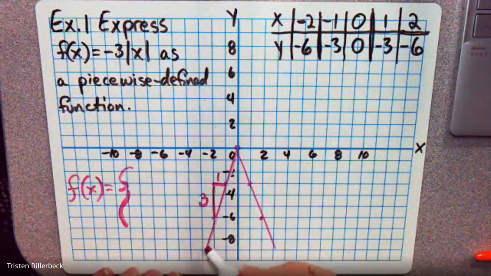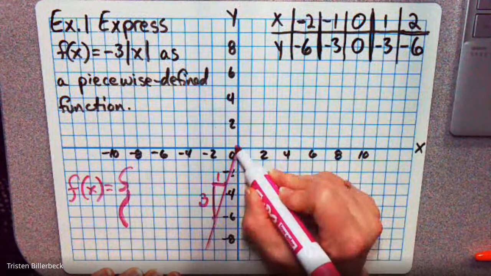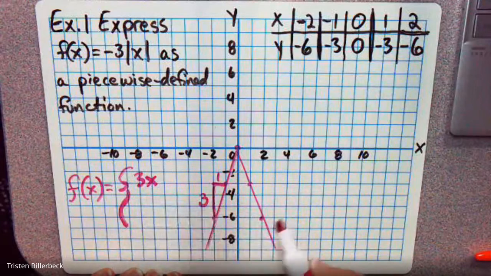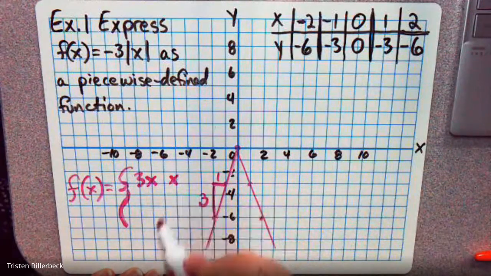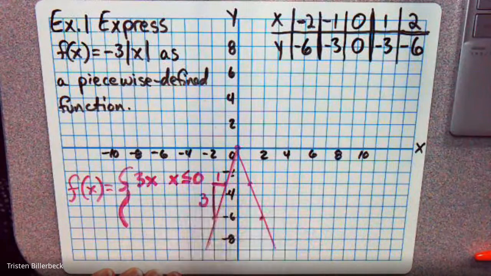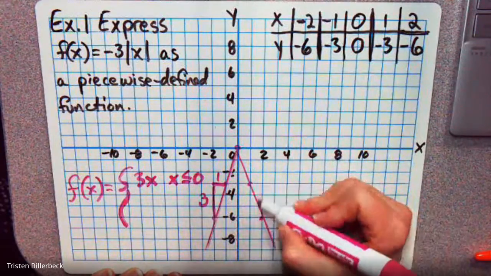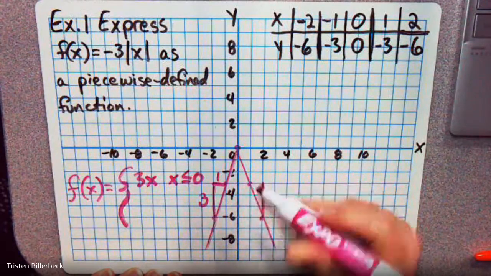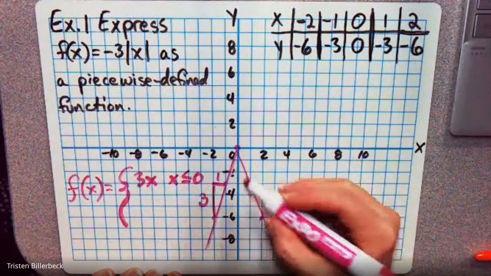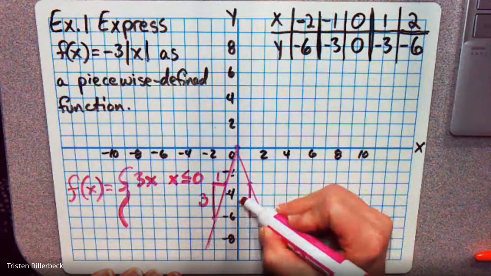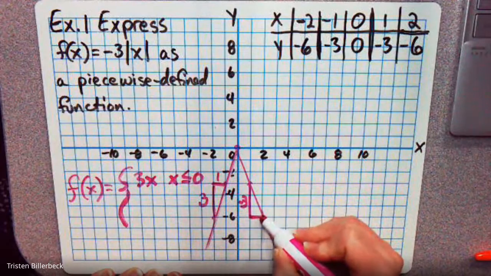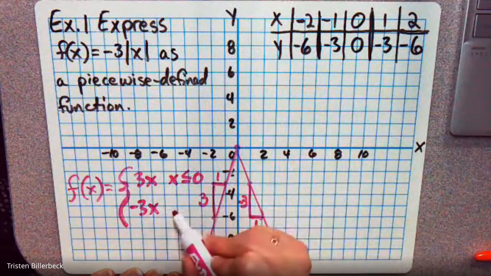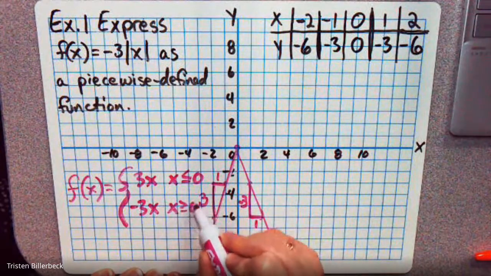All right, so for this function here, we have a slope of 3. The y-intercept is at 0. So we'd write 3x for x less than or equal to 0. And then for this one, we have a rise of -3. I could go on the other side to show you the negative. So we have a rise of -3 and a run of 1 right here. So -3x would occur when x is greater than or equal to 0.